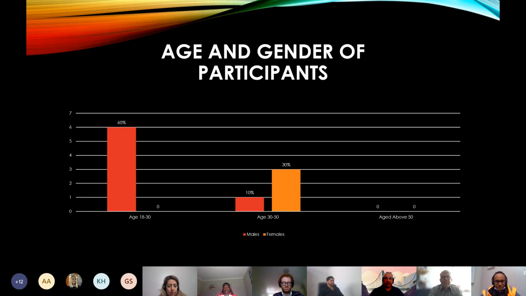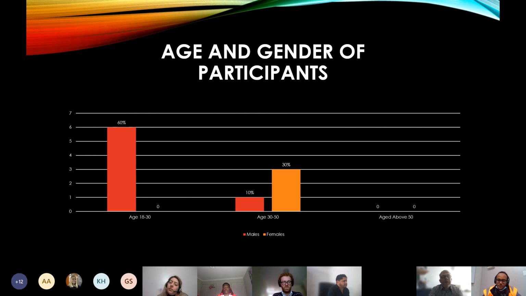Hi, everyone. Now we will discuss the data that we've obtained. First of all, regarding the demography of our participants, nearly half were between the ages of 30 and 50, and the other half under the age of 30, with no participants over the age of 50. It was also noticeable that only 30% of the participants were females.